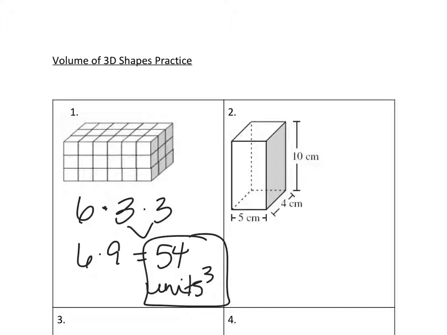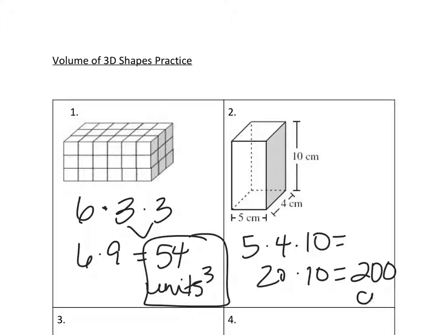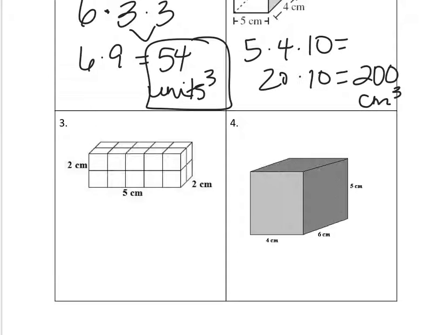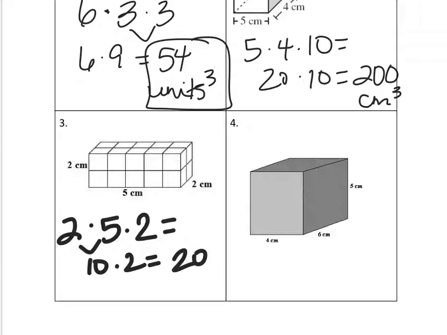Okay. Next one, we have a length of 5, a width of 4, and a height of 10. So that's going to give us 20 times 10, which is 200 centimeters cubed. Okay, next one, a little bit bigger. So we've got 2 times 5 times 2. It's going to equal our volume. 2 times 5 is 10, times 2 is going to be 20 cubic centimeters.